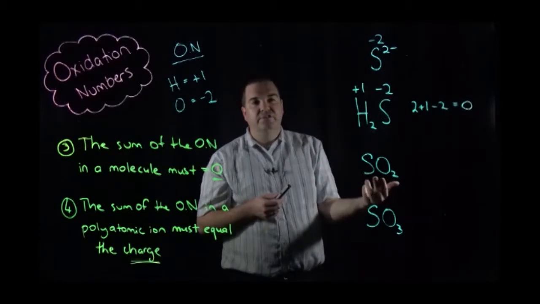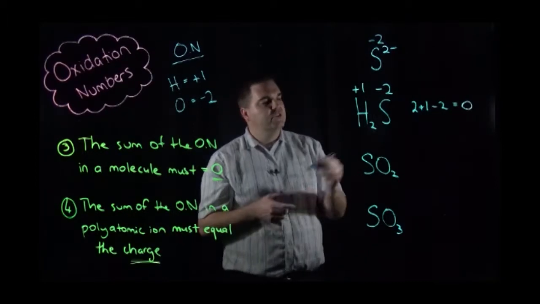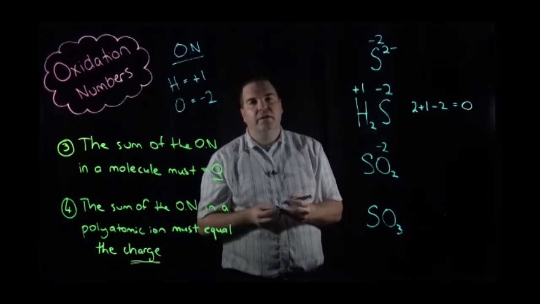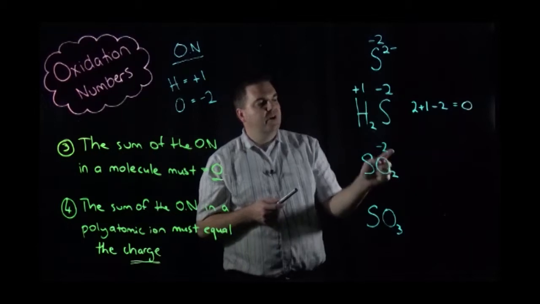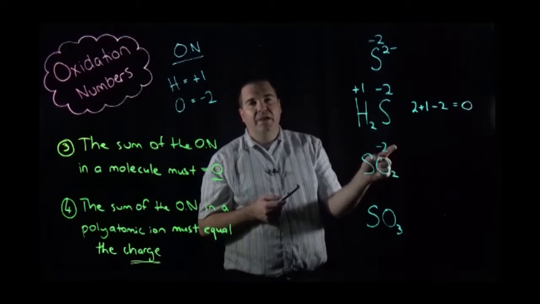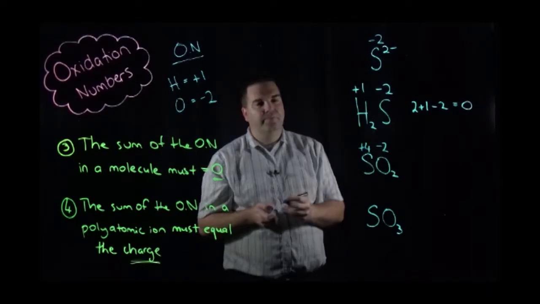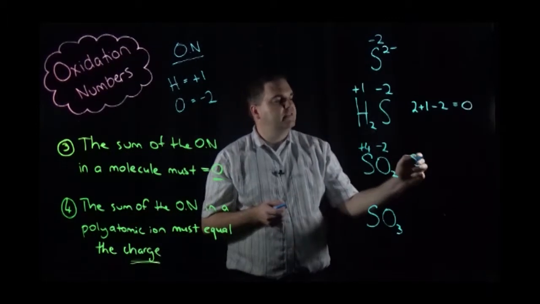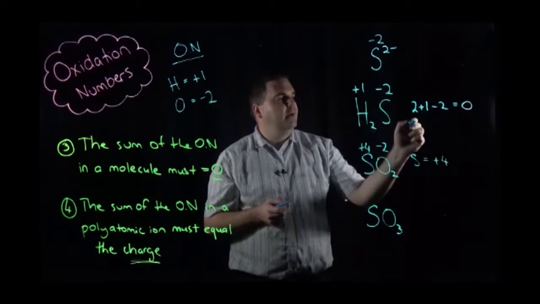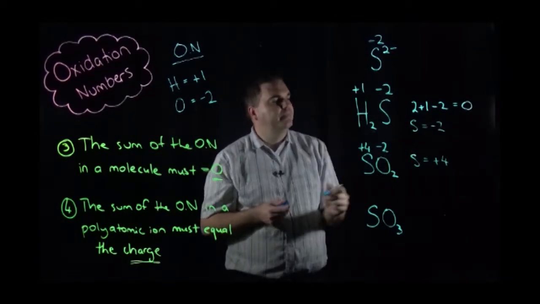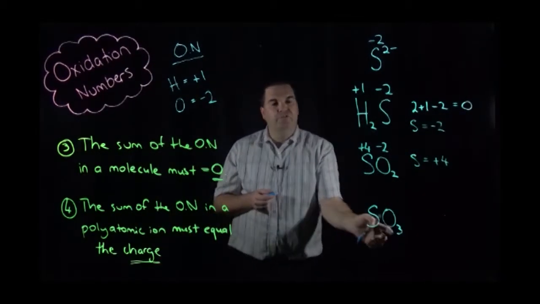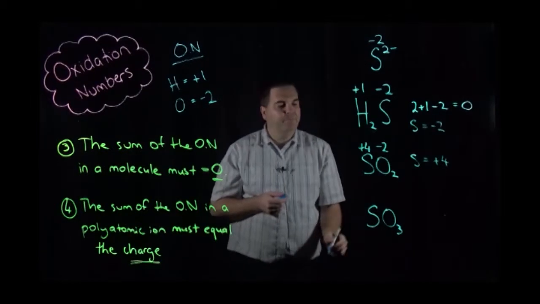Here in sulfur dioxide, oxygen is -2. So again, 2 lots of -2 gives us -4. To balance out -4, this time we need sulfur to be +4. So in this one, the sulfur has an oxidation of +4. Up here, the sulfur had -2. Here we've got sulfur trioxide, SO3.